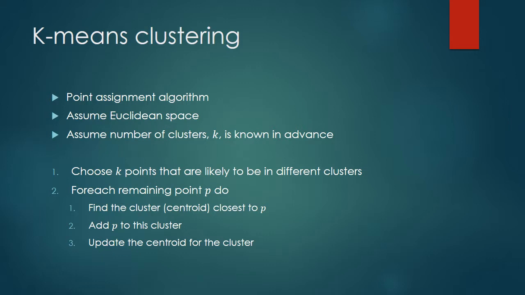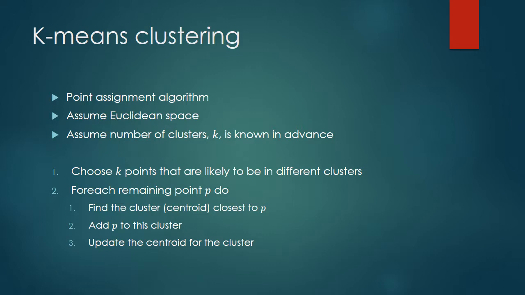So the general way the algorithm works is that you choose k points that are likely to be in different clusters, and we'll get to how you might have an initial guess. Basically, you start off with k clusters, and for each of the remaining points, we compute the distance to each of these k candidates and assign it to the one where it is closest. Update the centroid of this cluster, because adding a point or a sample to this particular cluster is going to change its centroid. And then you basically keep adding all the points.